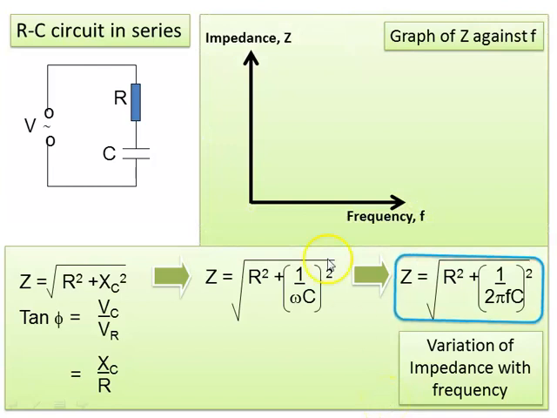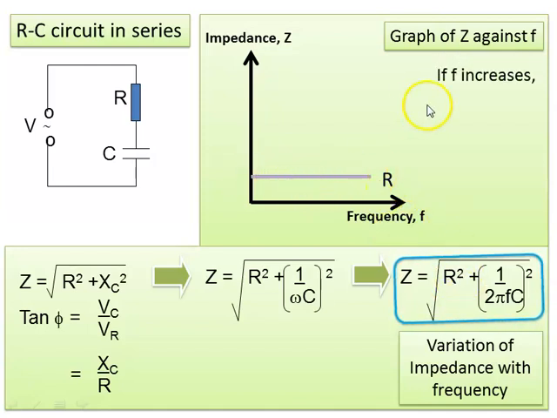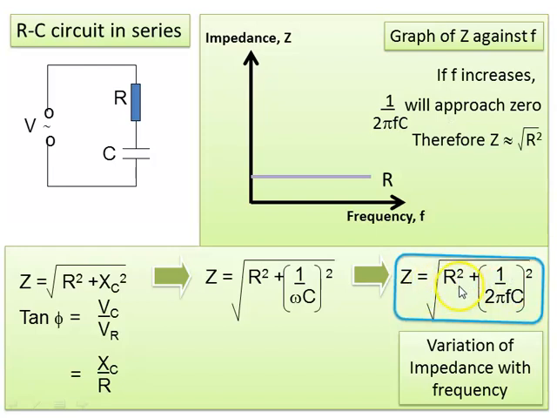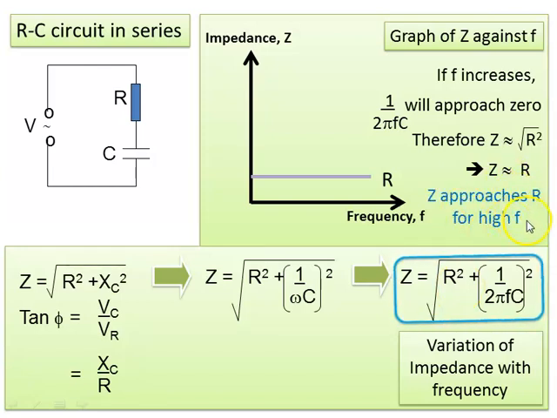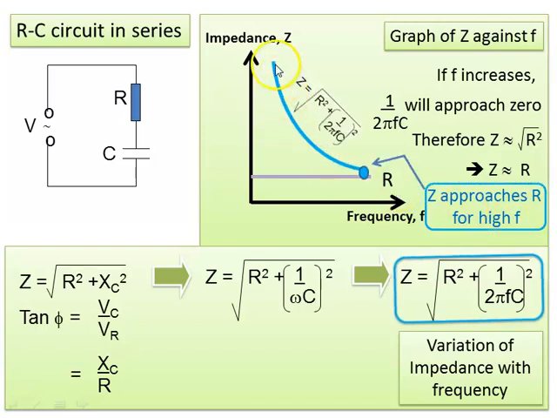We are going to plot the graph of impedance against frequency. R is constant, so we draw a straight line here in the graph. If f increases, referring to this term, the term 1 per 2 pi fC will approach 0. Therefore, Z equals the square root of R squared, so Z is equal to R. This means Z approaches R for high frequency. So the graph is a downward curve. In other words, Z approaches R for high frequency.